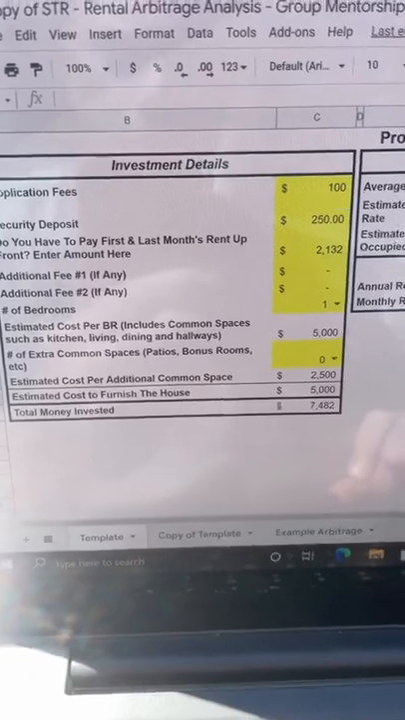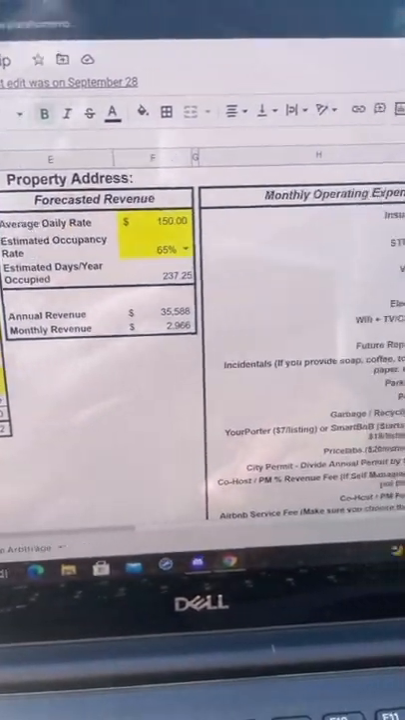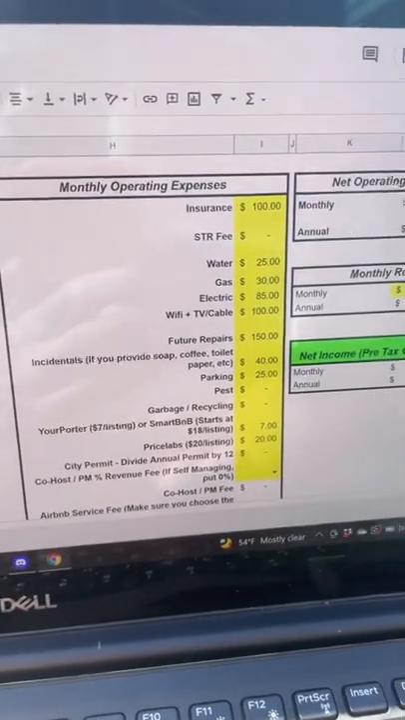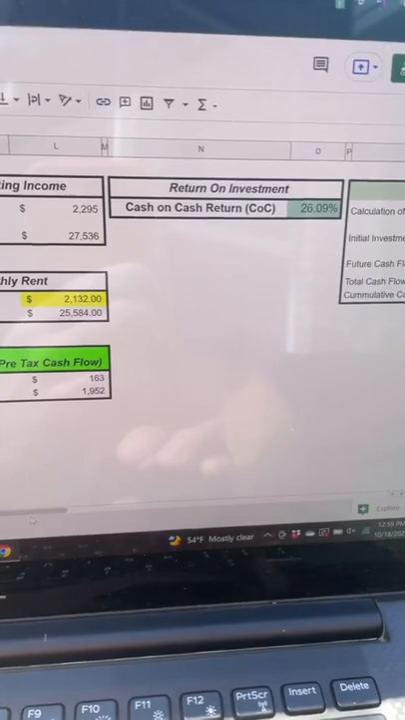You can also do a rental arbitrage cash flow analysis. Again, it's a very similar sheet, but it's different because we're renting and not buying. Some expenses may be a little bit different. Again, it still gives you the cash on cash return.